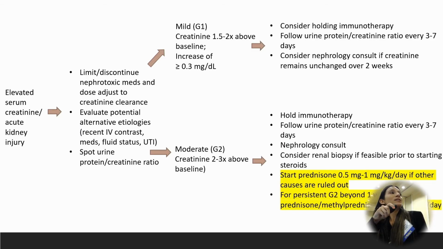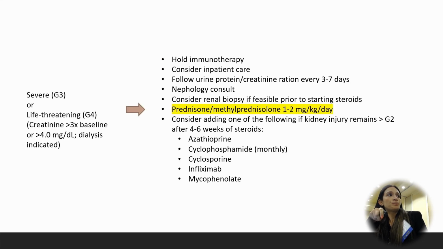For renal adverse events, we're going to monitor the creatinine. For mild, we're going to hold, follow up on the protein, and it's always good to consider nephrology right away on these patients. And for a grade 2, also based on the creatinine level above the baseline, we can do steroids. Severe, also hold and reassess, and high-dose prednisone. If it doesn't get better, you can consider adding one of these.